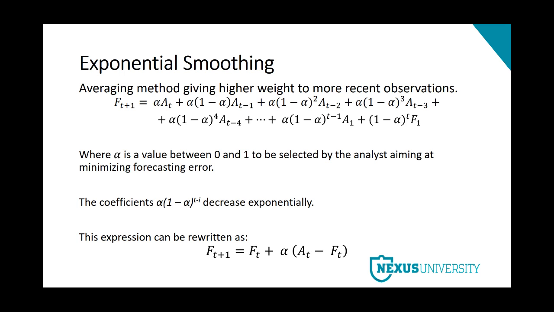It defines the forecast for the following period as the actual observation from the prior period, A_t, multiplied by a constant alpha, which varies between 0 and 1. We will talk about that one in a second. Then it adds the actual for two periods before, A_(t-1), multiplied by alpha times (1 minus alpha). Then it adds the actual for three periods before, multiplied by alpha times (1 minus alpha) squared, and then goes through the fourth, all the way back. So these coefficients that multiply demand decrease exponentially.